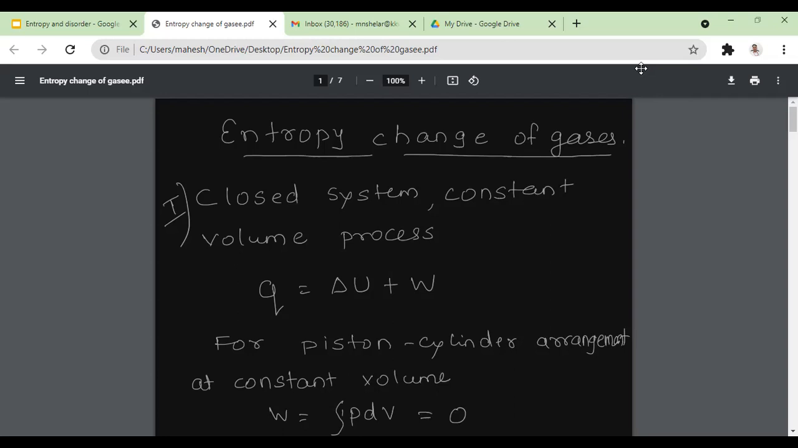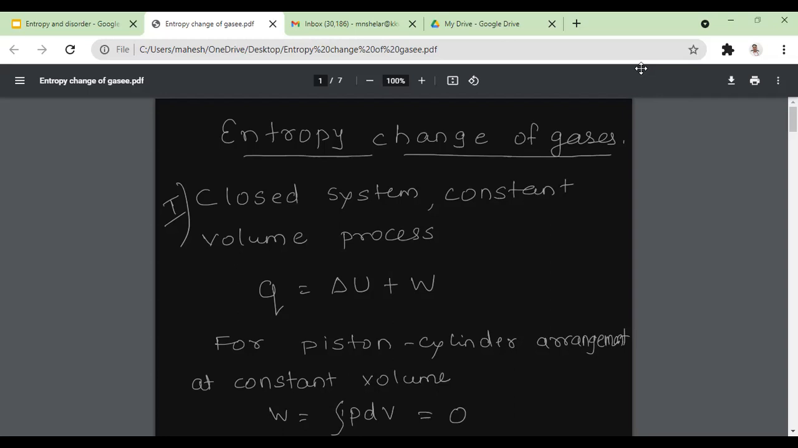When I consider the first case, as you see on the screen, I have written a closed system constant volume process. So in real life, if you consider any system whose volume is constant, then how do you calculate the entropy change if the working fluid is a gas? For that, we can consider a piston cylinder arrangement wherein the volume is constant. Volume is not changing, so it's a rigid piston cylinder arrangement.